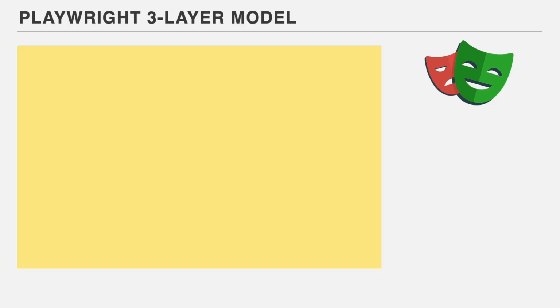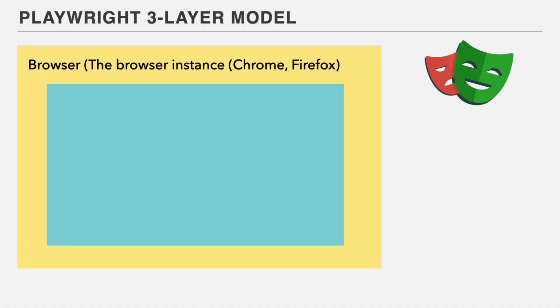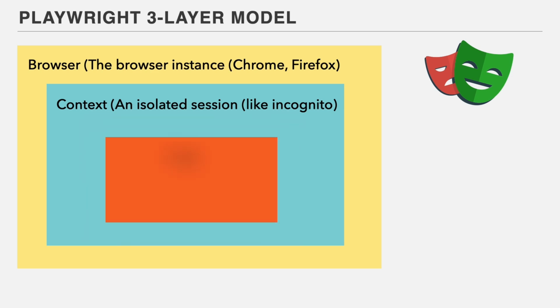Playwright does not use this model. In Playwright, there is no WebDriver API. Instead, Playwright splits responsibility into three layers: browser, context, and page. So the browser fixture represents the actual browser process, like Chrome or Firefox running. It is responsible for managing the browser processes.